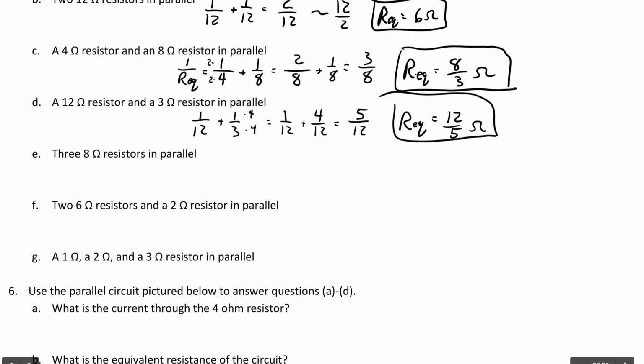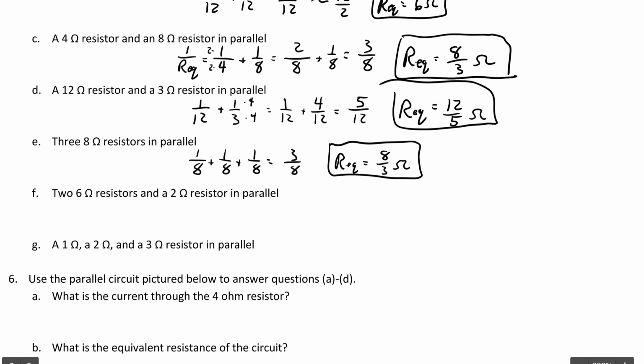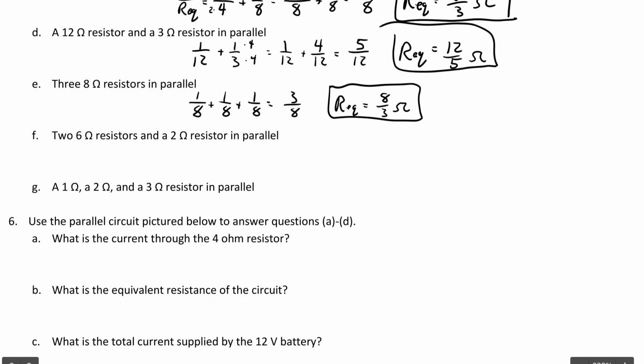Now you have 3 8 ohm resistors in parallel. So you have 1 over 8 plus 1 over 8 plus 1 over 8, so that's equal to 3 over 8. REQ is equal to 8 over 3 ohms. And again, you could simplify. If you don't like the fraction, you just plug it in your calculator. I really just want to show you how easy it is if you do the reciprocal.